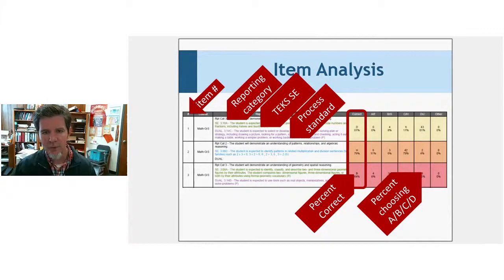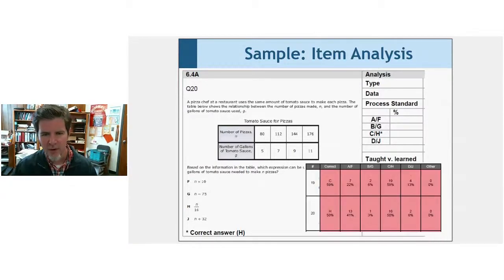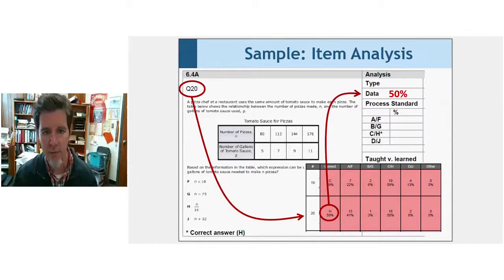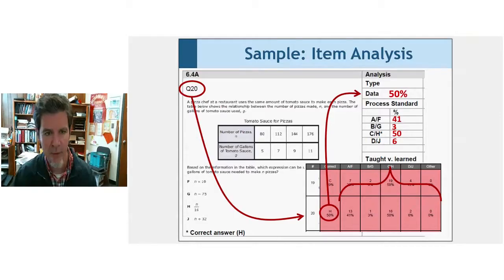I just want to run through a real quick example of an item and its item analysis. This is from a 6th grade math test, and it's question number 20. I took a little screenshot of the item analysis report, and from that I can make sure I'm on the right question, which is question 20. It says that 50 is the percent of kids that got it correct, so I'm going to write a 50 up there. It'll also tell me what percent picked each item choice, so I'm going to write those in there. 41% picked A or F, 3% G, 50% picked the right answer, there it is again, and 6% picked J.